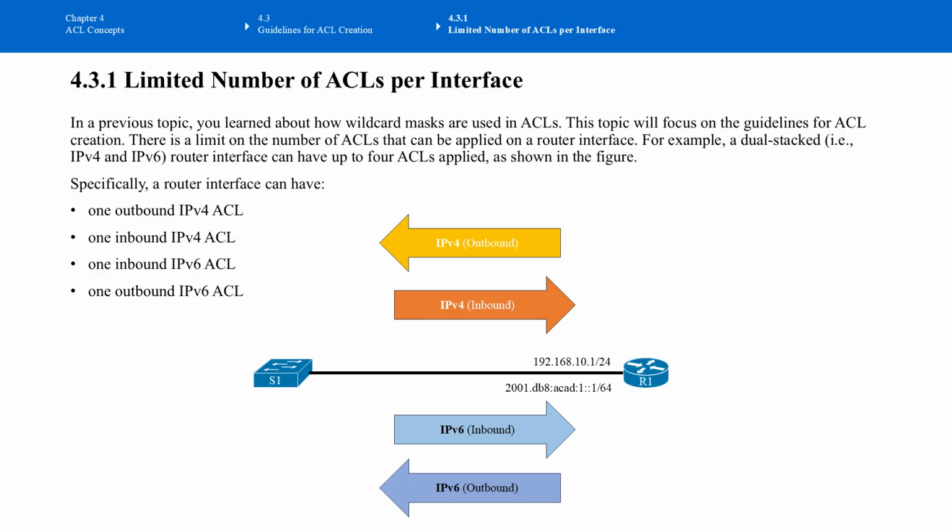The important thing is that inbound and outbound are always viewed from the router's interface perspective. So remember, coming into the router is inbound, and going out of the router is outbound. And for a dual stack interface, two IPv4 ACLs with two IPv6 ACLs equals the maximum of ACLs on that interface.